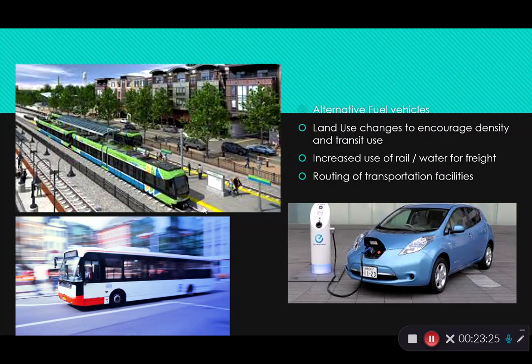So if you're plugging your car in at night and you're getting your electricity from a coal-fired plant, you still have to account for those emissions, right? Your car is technically not zero emissions because you have to charge it and the coal plant is emitting stuff.